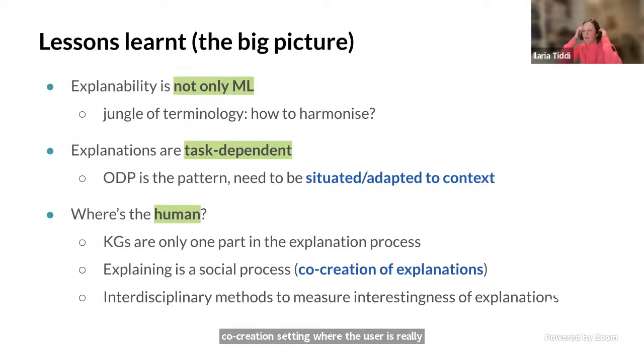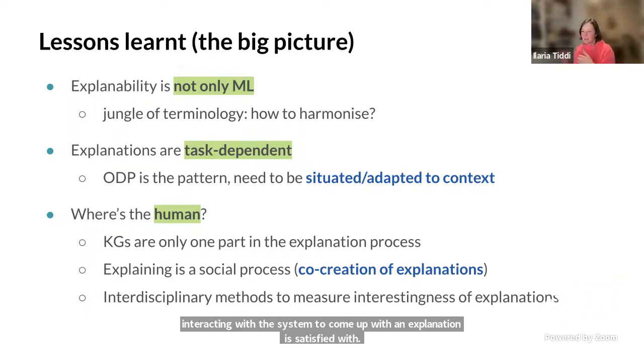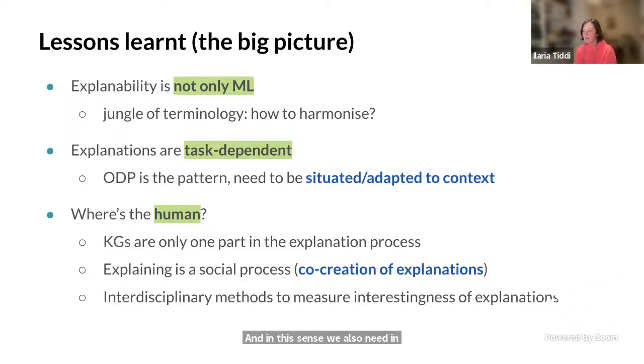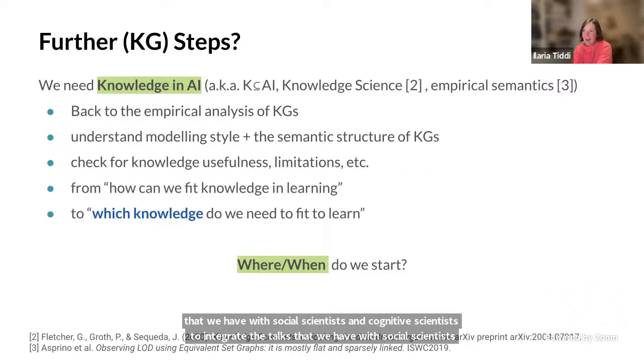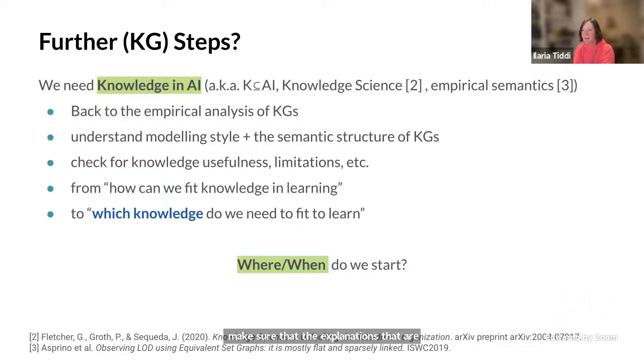And in this sense, we also need interdisciplinarity in the picture to try to measure whether an explanation is interesting or not. So we don't only need a computer science perspective, but we also need to try to integrate the talks that we have with social scientists and cognitive scientists to make sure that the explanations that are being generated are actually useful. So to give some ideas, and then I'm just done. I know I'm over a bit.